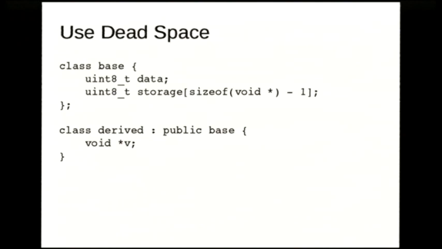Now, on 64-bit, that's 7 bytes of space there. And if you have a thing in your base class that, instead of being a void star, was a char star, and you've got a lot of strings, 7 bytes might be enough for most of your strings. So then in that derived class, you could point that char star at that storage and store your string there, and not have the, I think ralloc has 44 bytes of overhead for your short string.